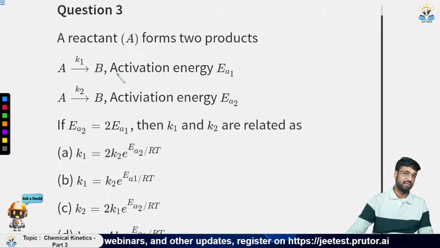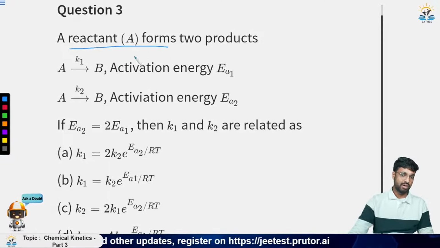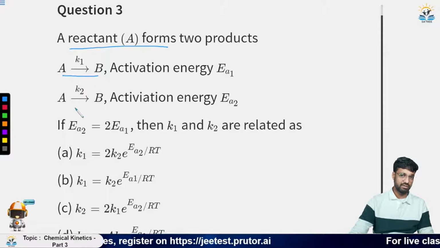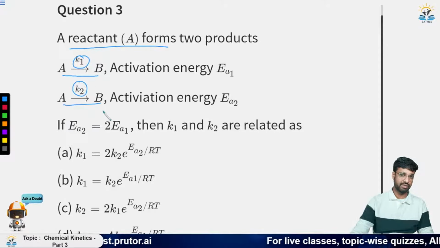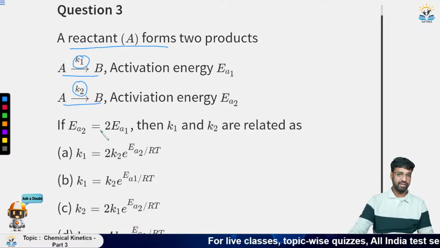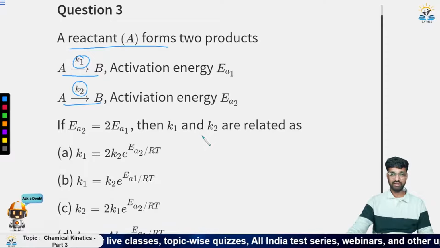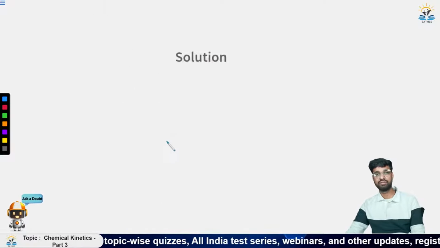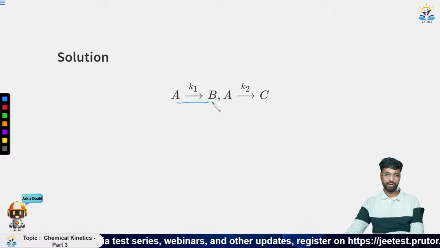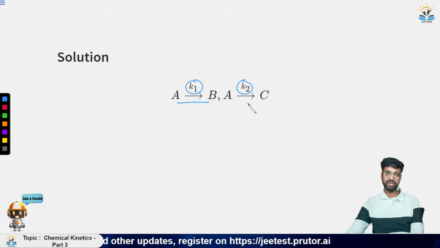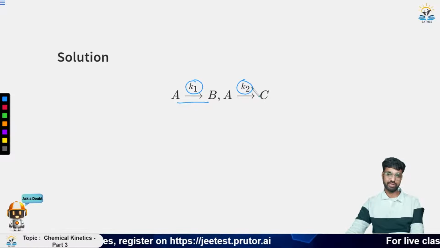So it says that a reactant A forms two products, that is A to B having rate constant K1 and A to C having rate constant K2. So two rate constants are there. If Ea2 is equal to 2 Ea1, then what is the relation between K1 and K2? So it is very easy. You can solve it. So we have two reactions, A going to B having rate constant K1 and A going to C having rate constant K2.